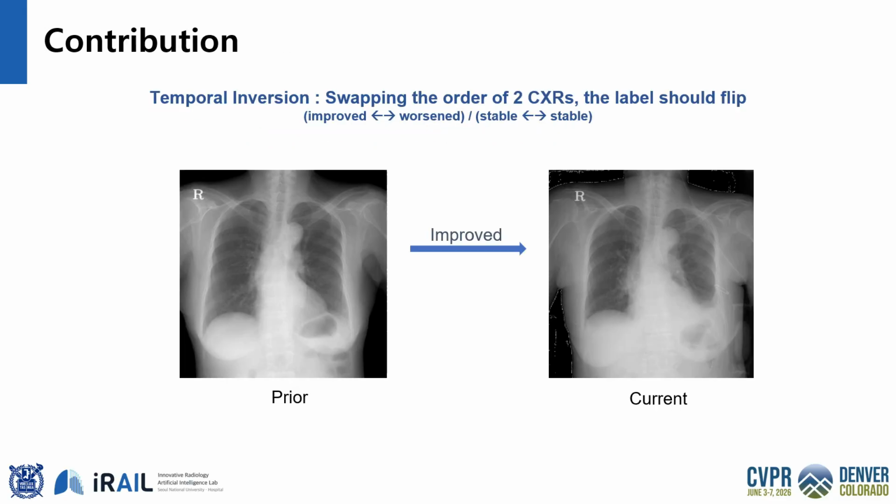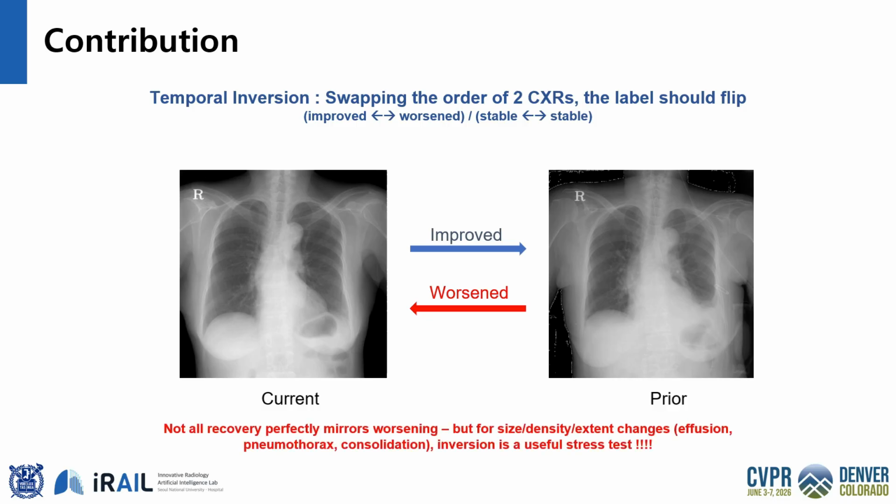So how do you fix this? Our key insight: swap the order of prior and current. When you swap, improved becomes worsened, and stable stays stable. If you train the model on both directions, it can no longer shortcut. It has to learn that order carries meaning. One caveat: not all findings are clinically reversible, so this should be used with care.